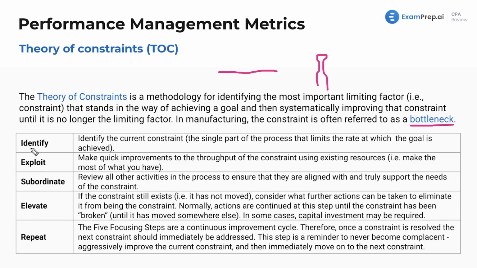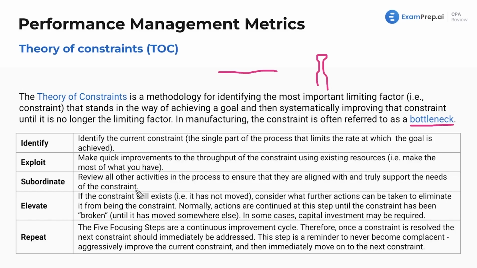In the identify phase, we identify the current constraint. This is the single part of the process that limits the rate at which the goal is achieved. Next, exploit. We make quick improvements to the throughput of the constraint using existing resources, also known as make the most of what you have.